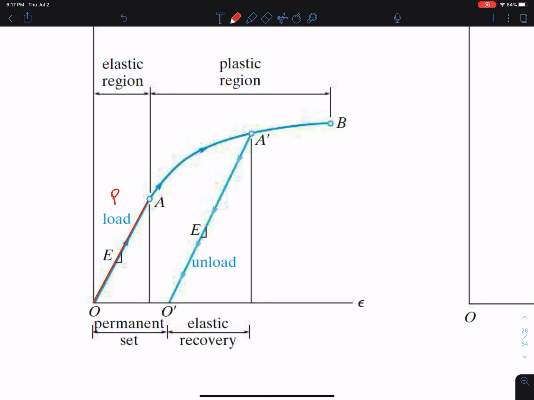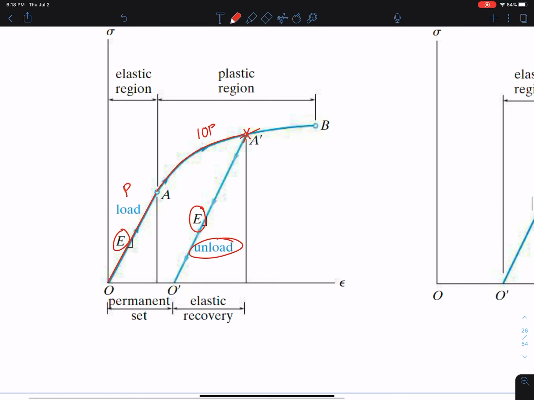Nothing changes. Now, let's say again here, this is my other part where I apply a force of 10P and I remove it right at this point A prime. What happens is we call this unloading. And I have this unloading line that acts at the same slope as my loading line. Okay? And I now have a new stress strain diagram. My new stress strain diagram starts at this point. We call it O prime or origin prime, something like this, right?